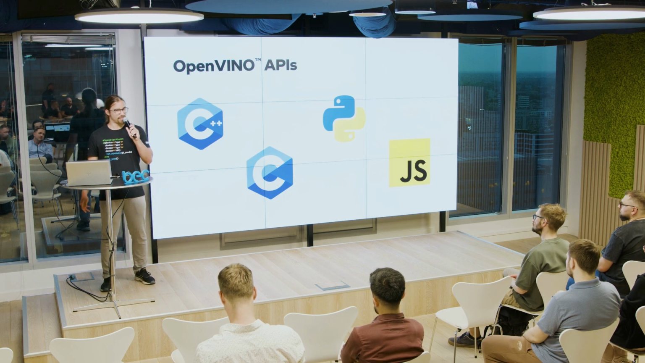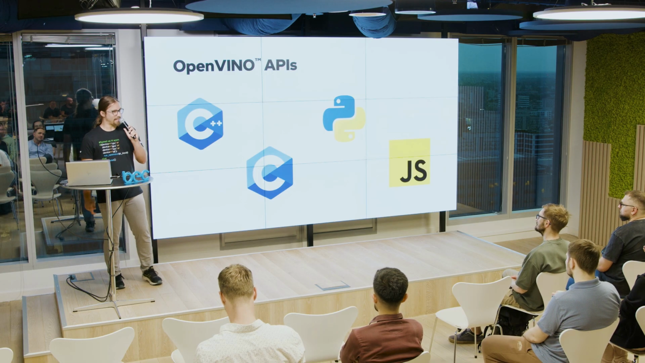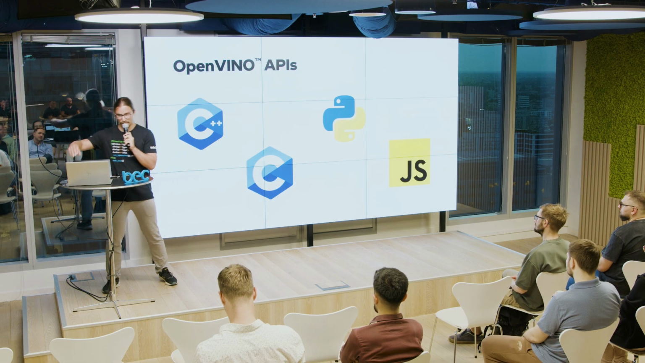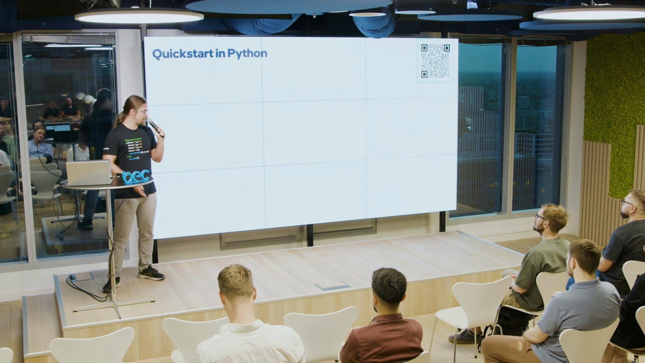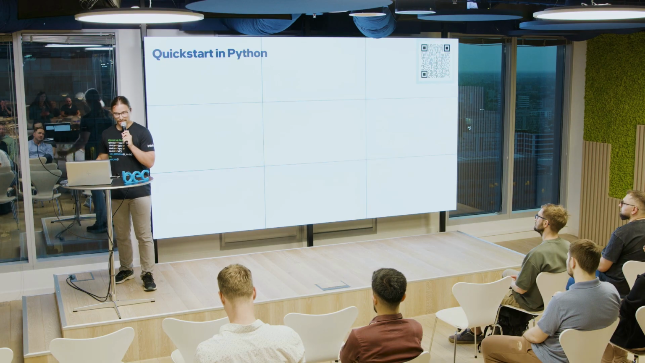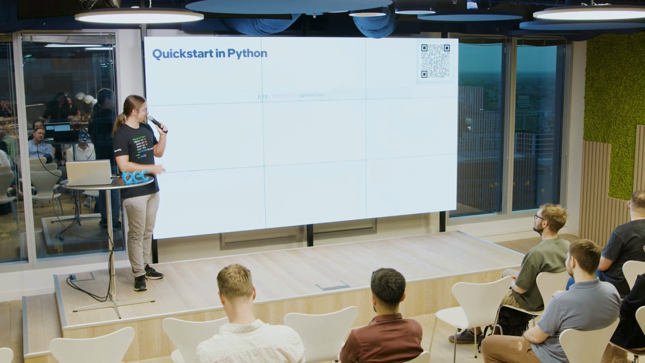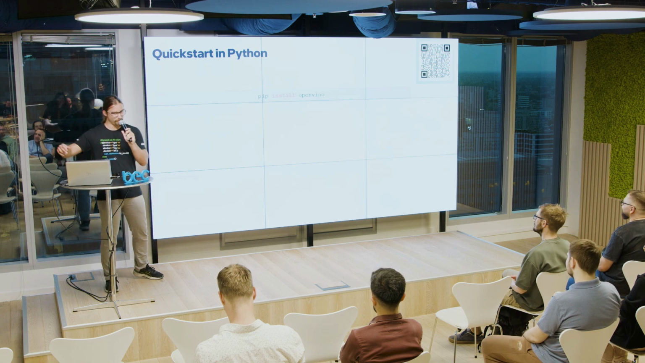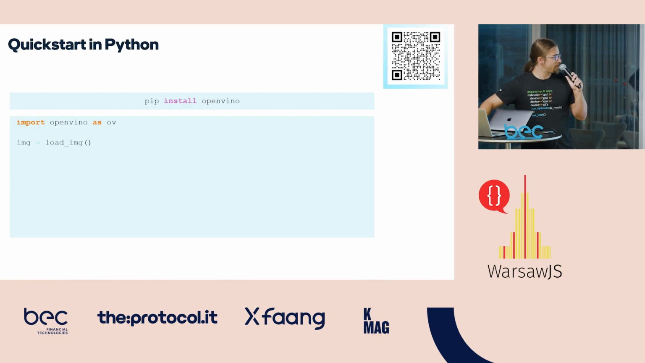Probably Python is the most popular because this is usually the language of AI and machine learning. So I'll introduce you to some basic functions in Python, but don't worry, it will take just a minute. First, we install OpenVINO just from pip. And later in our project, we need to import OpenVINO.